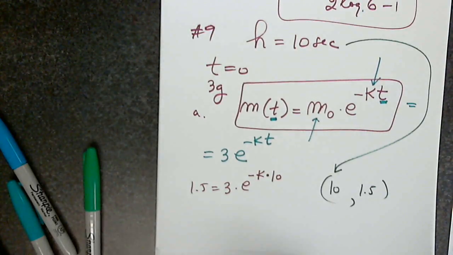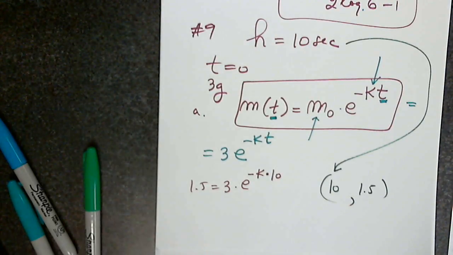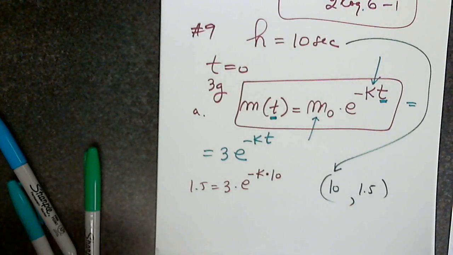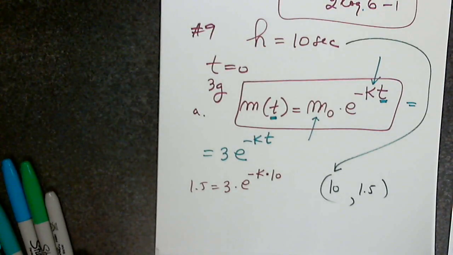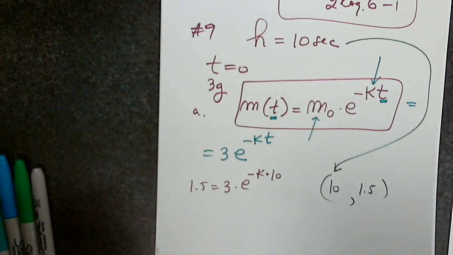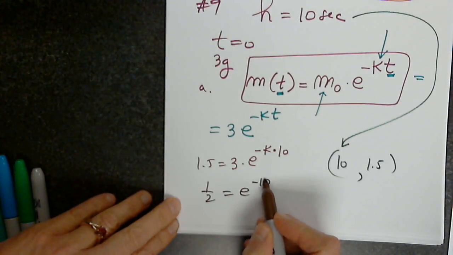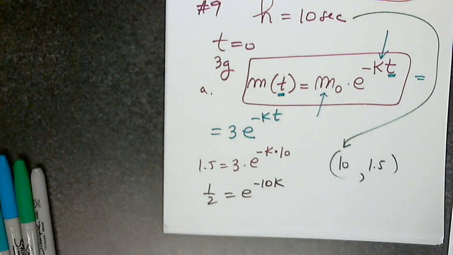I'm trying to find k. That's my only unknown, the only piece that I don't have. Use log. It's not cleaned up for log yet. So, divide by 3. Exactly. So this is 1/2 equals e to negative kt. Yes, now it's cleaned up for log.